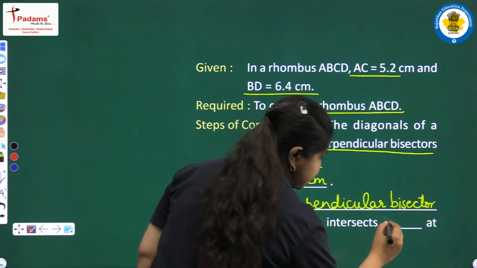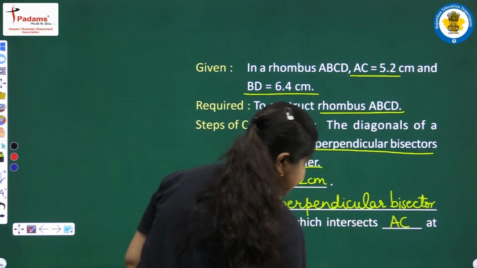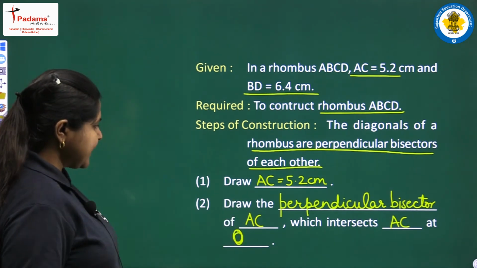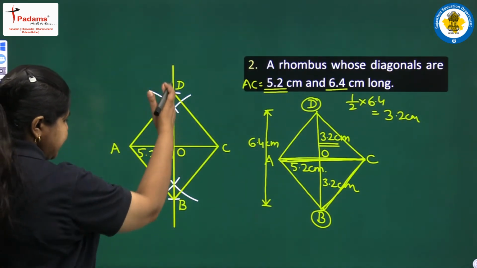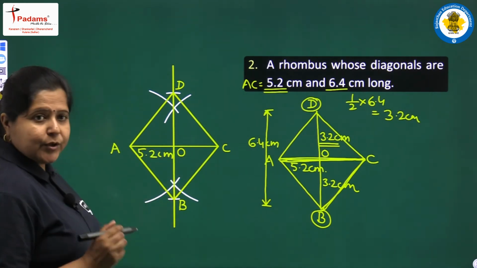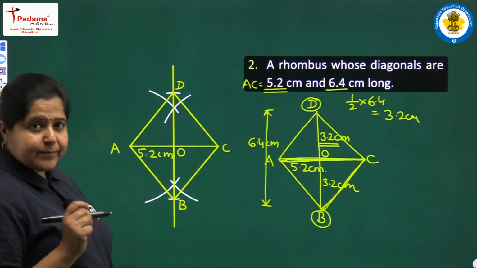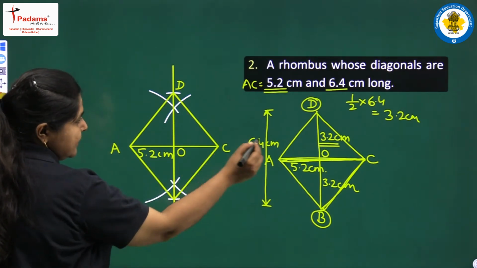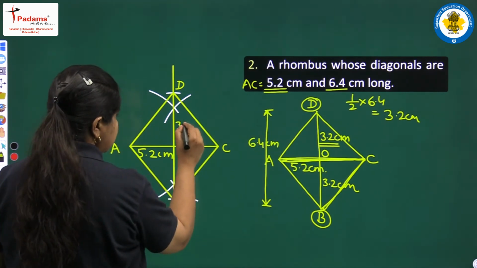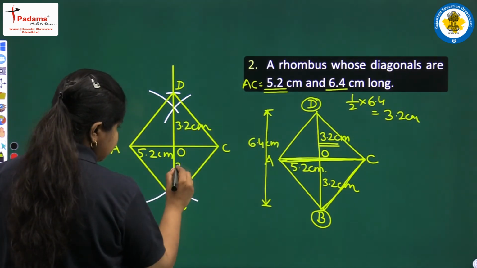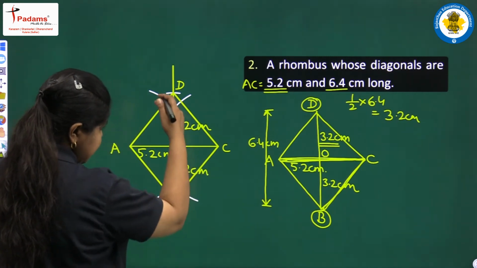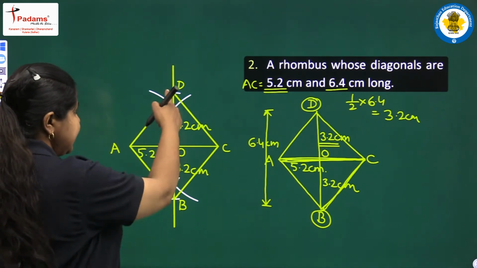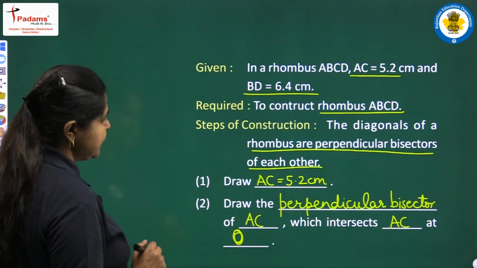Which intersects AC at point O. You can see it here. This perpendicular bisector is intersecting AC at point O. Then what next we did? With center O and radius, how much? 3.2 above AC and 3.2 below AC. Draw 2 arcs intersecting the perpendicular bisector at points D and B, and so we write it here.